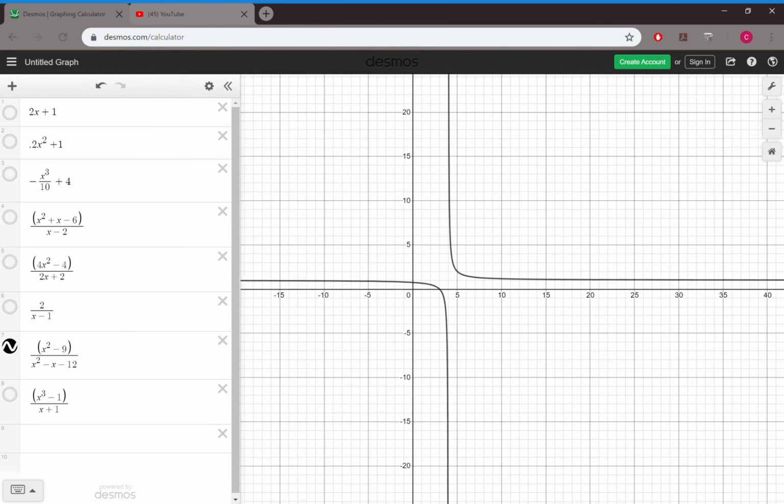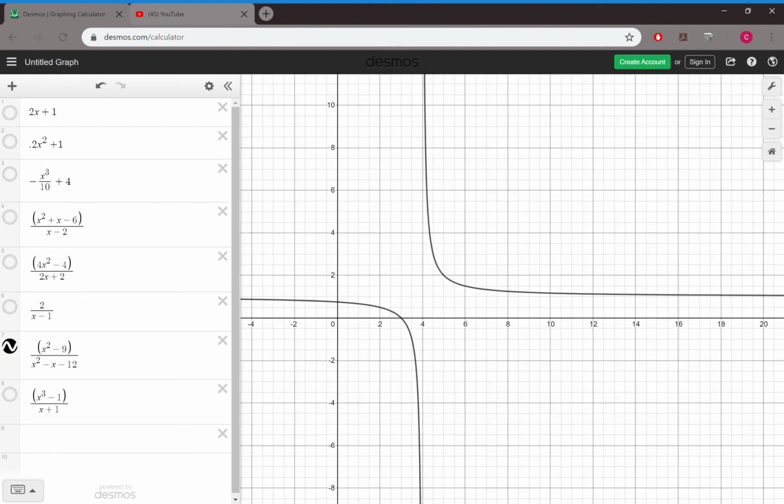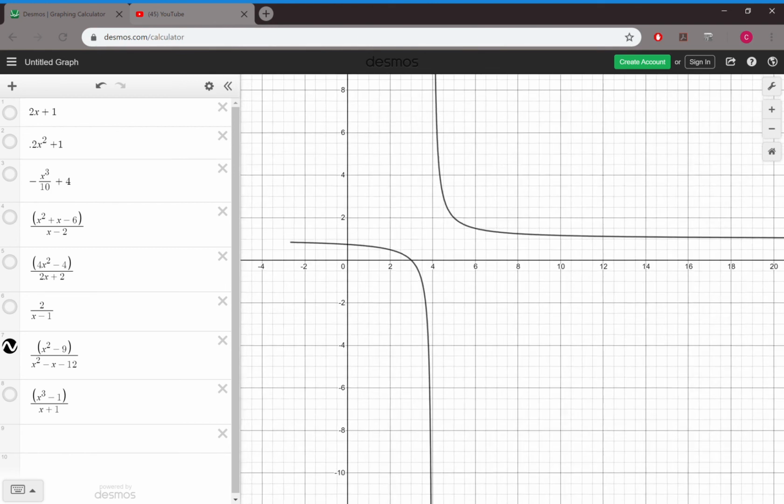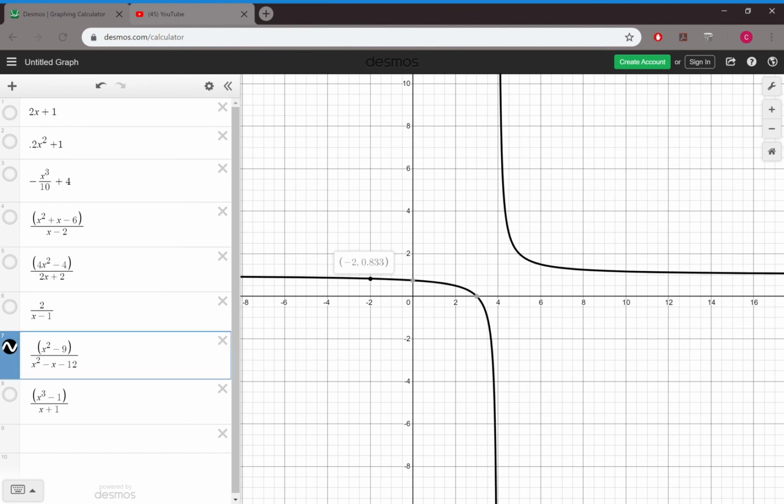Notice too that we also said one other thing about our graph. Yes, it does have a vertical asymptote at x equals 4, but it most definitely has a hole right there at minus 3. See? Right there at minus 3 our function is undefined.